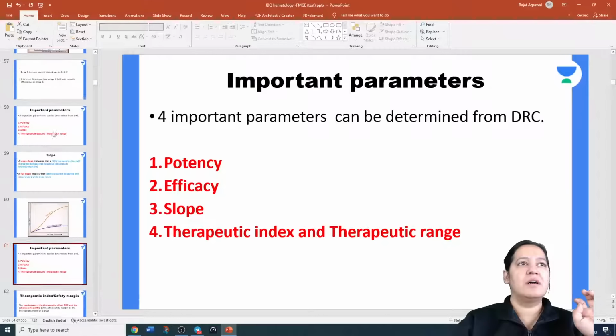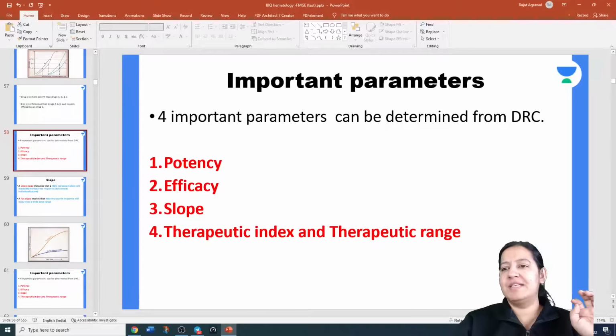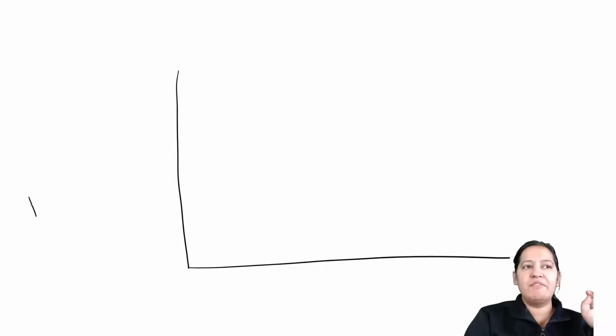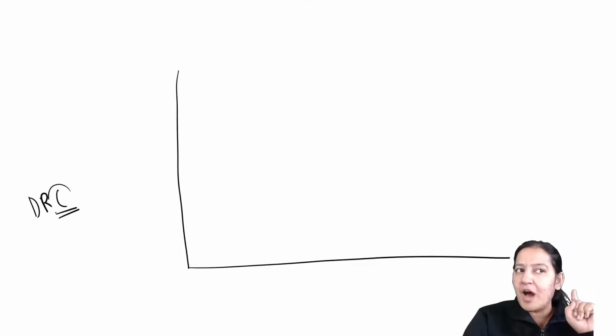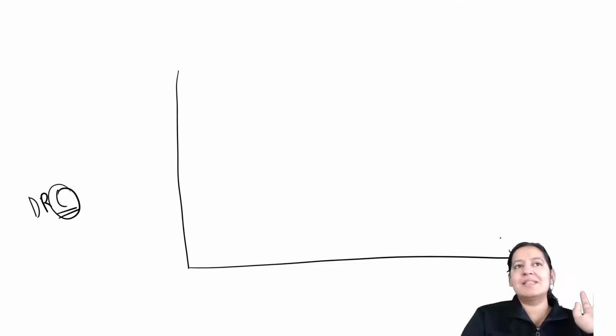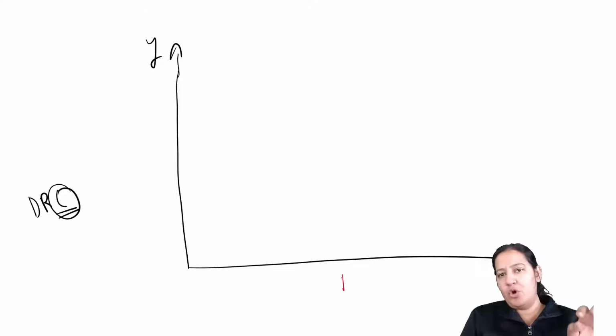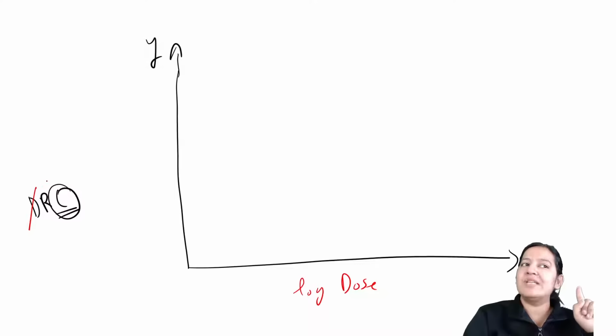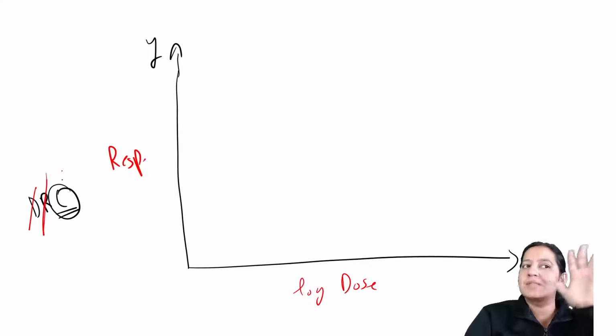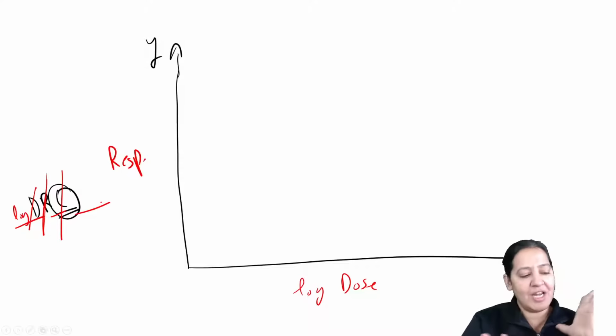We have four parameters in DRC. Let me summarize for the newcomers. In the DRC, we draw a graph. What is the full form of DRC? Dose response curve. Curve means graph. A graph has an x-axis and a y-axis. On the x-axis, we take dose, actually the logarithm of the dose, log dose. On the y-axis, we take the response of that dose of that drug. So actually, it is not DRC, it is log DRC, the logarithm of the dose response curve.